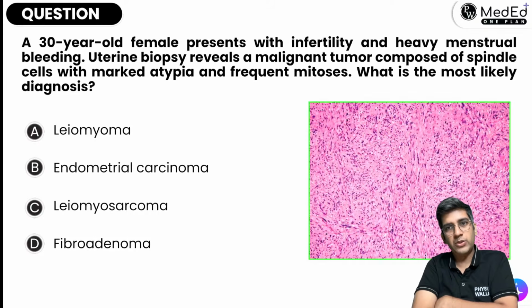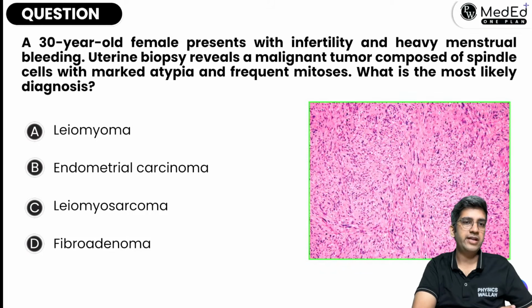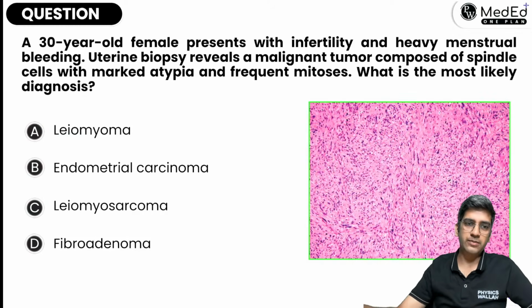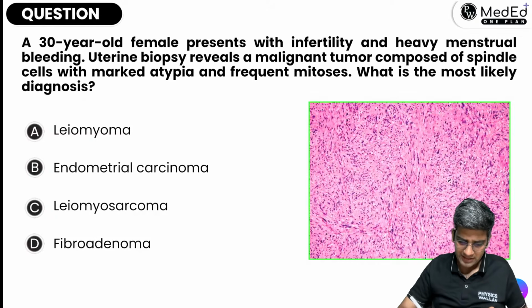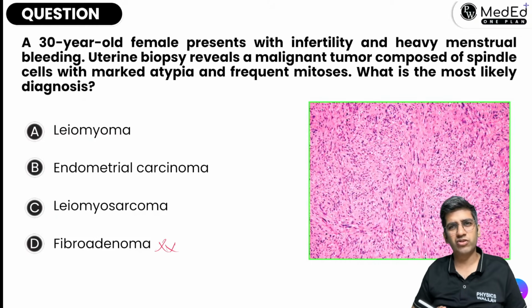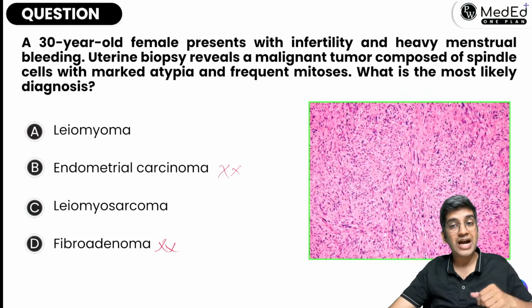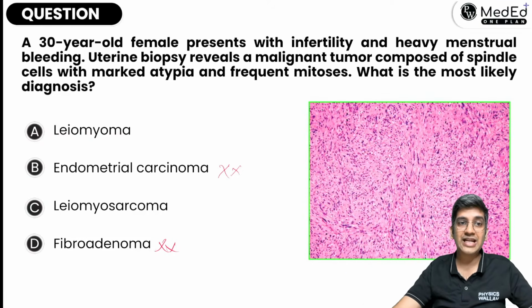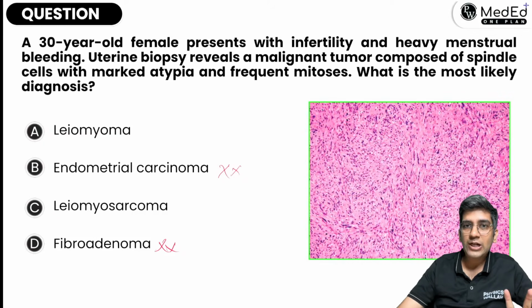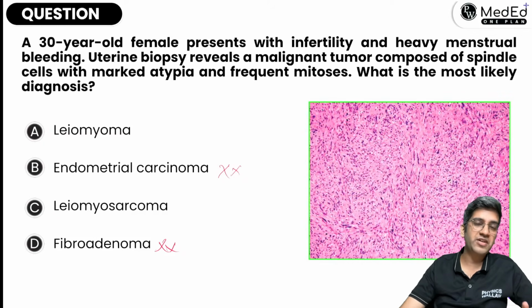30-year-old female presenting with infertility, heavy menstrual bleeding, uterine biopsy reveals malignant tumors composed of spindle cells. The moment spindle cells comes, fibroadenoma can be eliminated, not going to happen in the uterus. Endometrial carcinoma can be eliminated because endometrial carcinoma is an adenocarcinoma, right? It's a classical adenocarcinoma. Spindle shaped cells, so there are only two possibilities, leiomyoma or a leiomyosarcoma.